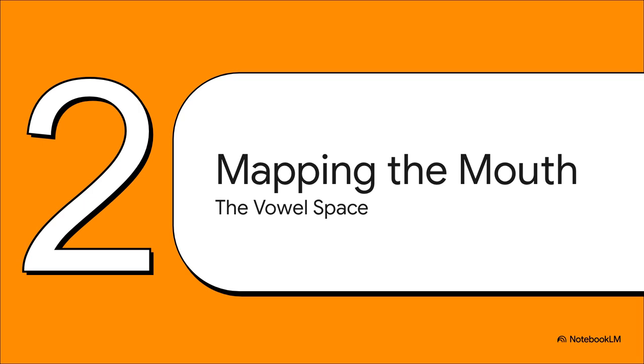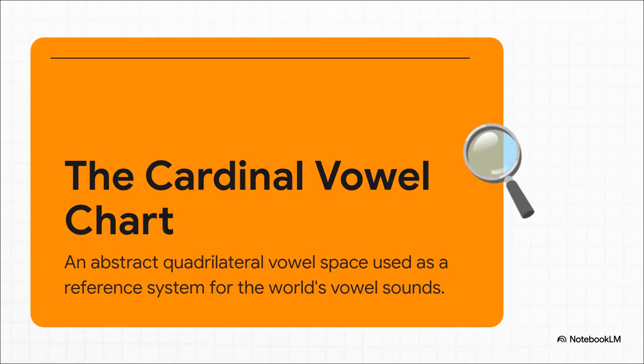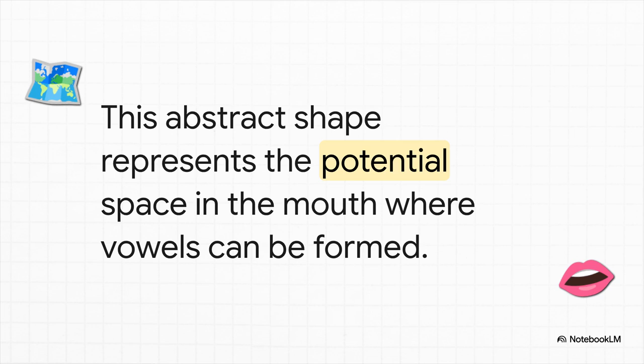So instead of trying to pinpoint some exact physical location in the mouth, scientists did something really clever. They decided to map the potential space inside the mouth. It's kind of like creating a coordinate grid for your own voice. And here it is, the cardinal vowel chart. Now, this is not a literal diagram of a mouth, okay? It's more like a universal grid, almost like a GPS for vowel sounds that works for any language on the entire planet. So let's build this map out together.